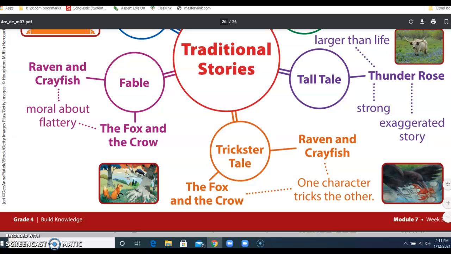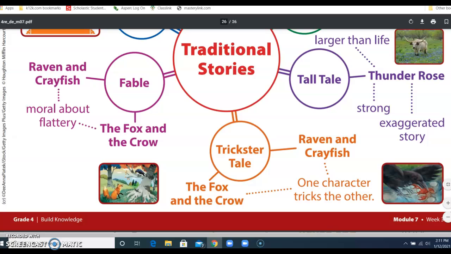Then you have at the bottom the trickster tales. We had two trickster tales here, and that was the fox and the crow and the raven and the crayfish. In these stories, one character tricks another character. So it's kind of easy to find those because you have that trickster type of activity going on.